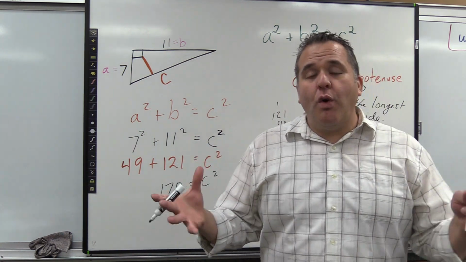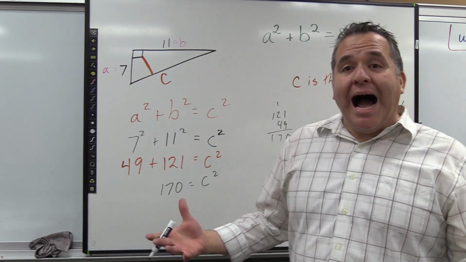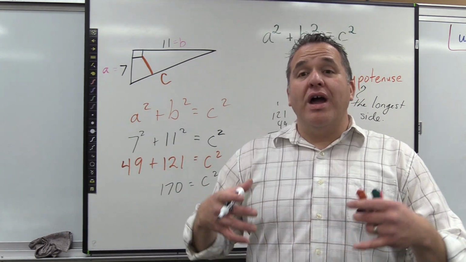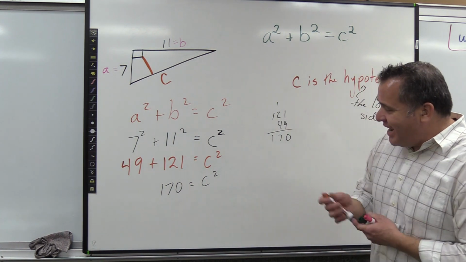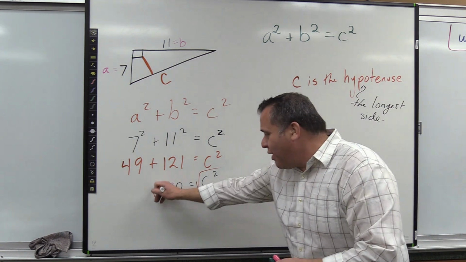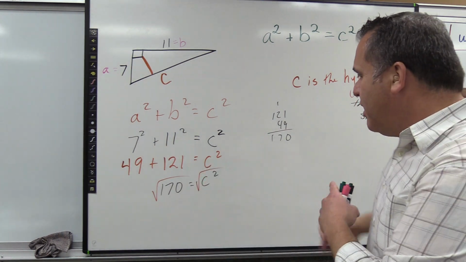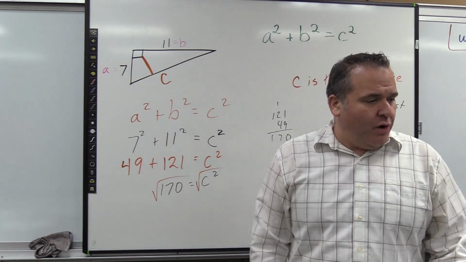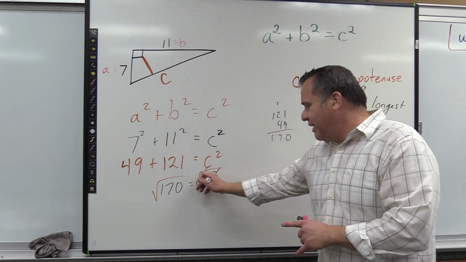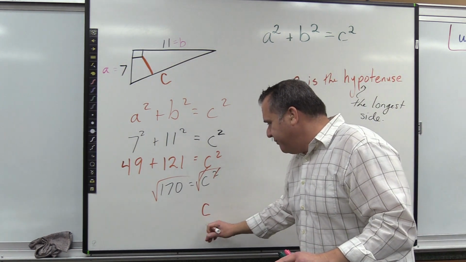Now the question is, how do we get rid of that squared on the C? Square root, right? So what we're going to do is take the square root around that C squared, and then we're going to square root the 170. Because remember, you got to square root both sides. All right. So now, we did this. Don't forget, this square and this square root are going to cancel. They're gone. Leaving me with just a C.